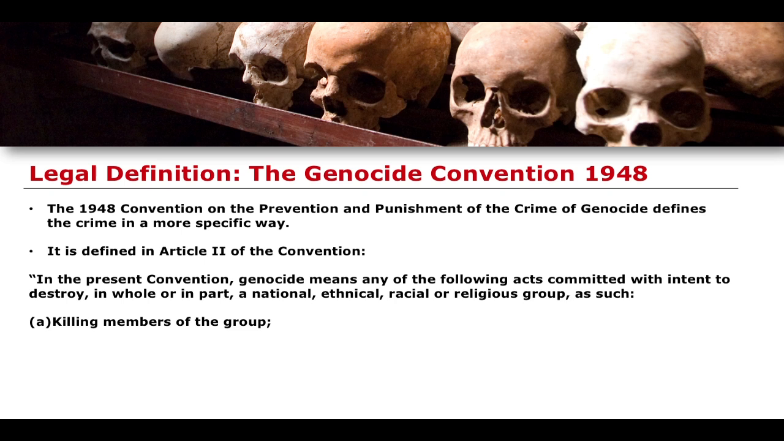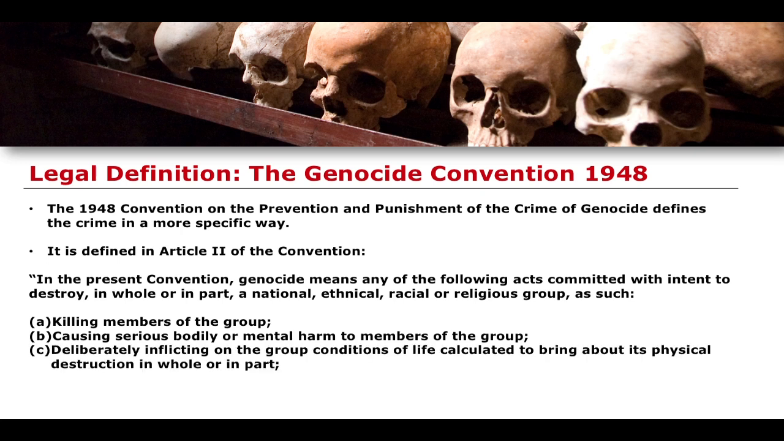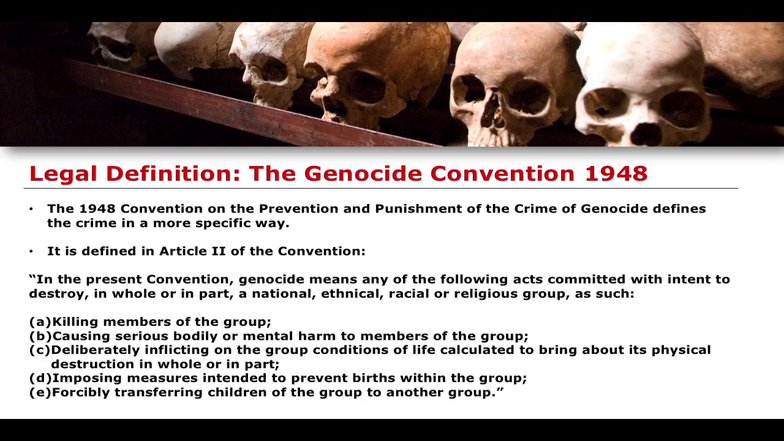There are 5 acts that can constitute the acts of genocide. First of all is killing the members of the group. Secondly, we can think about causing serious bodily or mental harm to members of the group. Deliberately inflicting on the group conditions of life calculated to bring about its physical destruction in whole or in part, imposing measures intended to prevent births within a group, and then finally the forcible transferring of children of one group to another group. So, there's a few things that we're going to unpick from this.